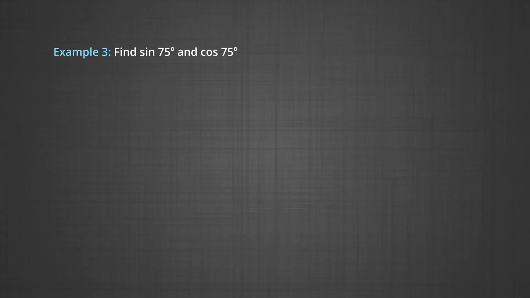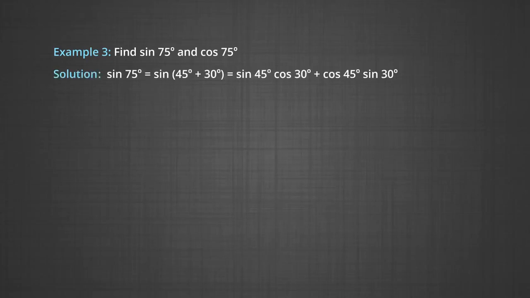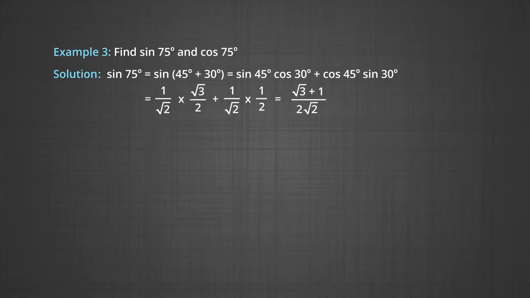In example 3, we will find out the value of sin 75 degrees and cos 75 degrees. To begin with, sin 75 degrees can be written as sin of 45 degrees plus 30 degrees. Now, using the formula for sin, sin of 45 degrees plus 30 degrees can be written as sin 45 degrees cos 30 degrees plus cos 45 degrees sin 30 degrees. Value of sin 45 is 1 by root 2, value of cos 30 degrees is root 3 by 2, plus value of cos 45 degrees is 1 by root 2 and value of sin 30 degrees is 1 by 2. When we simplify this expression, value of sin 75 degrees is root 3 plus 1 upon 2 root 2.